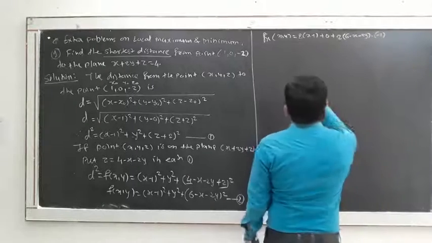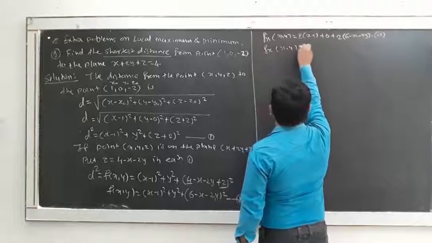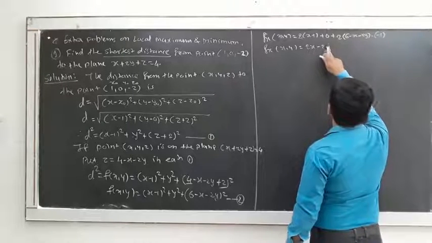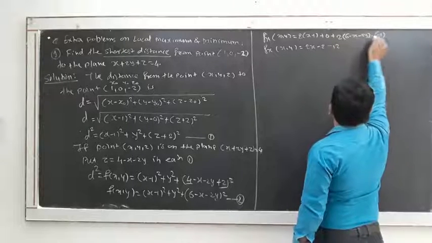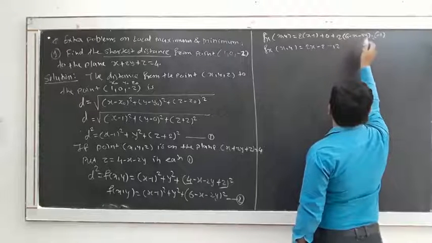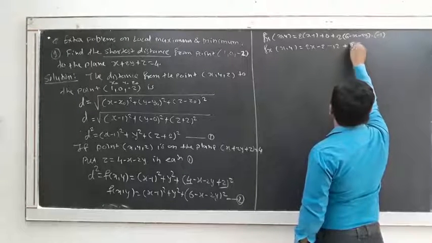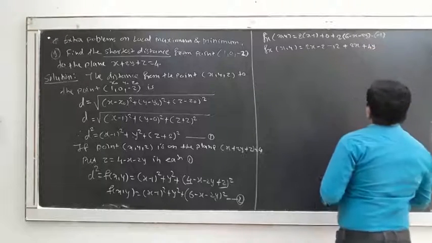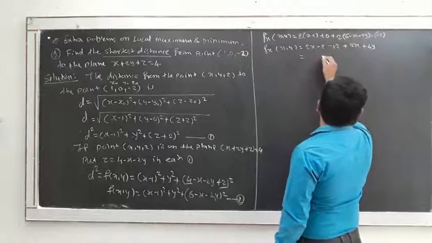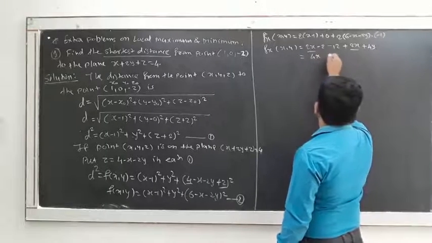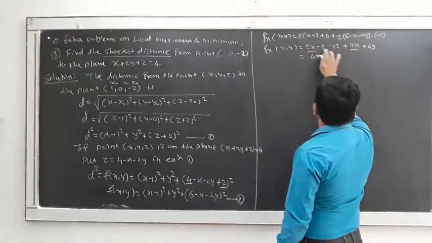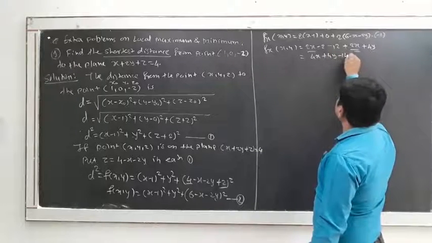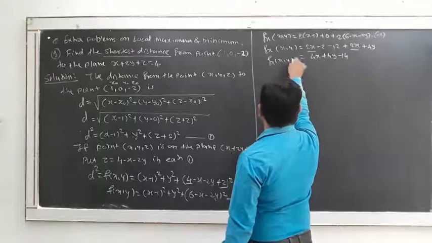So our f_x(x, y) is equal to 2x - 2 plus, just do the calculation, -12 plus 2x plus 4y. Now do the simplification here. 2x and 2x is 4x, plus 4y minus 14. So this is f_x(x, y).